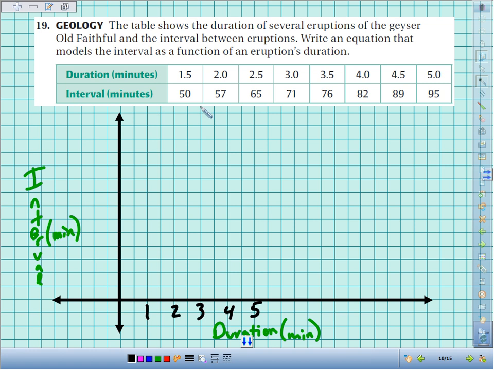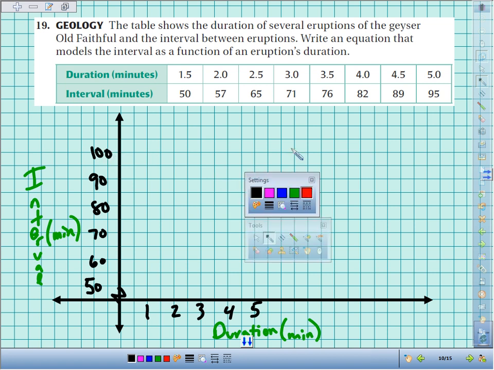The intervals, we've got a low value of 50 and a high value of 95. So since we skip a bunch of values, maybe I'll skip up to 50 and go up to 95. So I'm going to go by fives. 55, there's 60, 65, 70, 75, 80, 85, 90, 95, there's 100 minutes between.